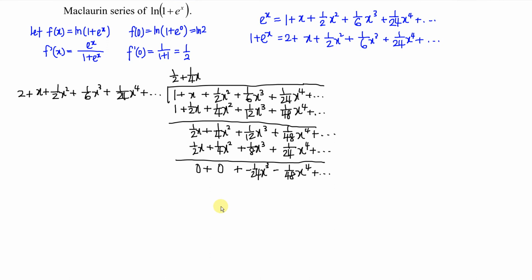Since we don't have the x squared term, we proceed to the x cubed term. What we need here is negative 1/24 x^3, so we need negative 1/48 x^3. Negative 1/48 x^3 times 2, we have negative 1/24 x^3. Then times x, so negative 1/48 x^4, and so on. So basically, we can stop here because we don't have any other terms left. So we have three terms here.